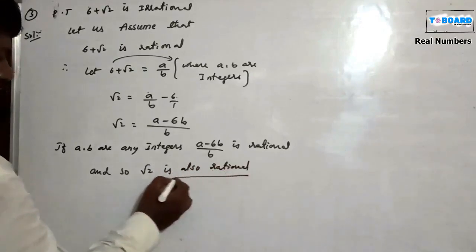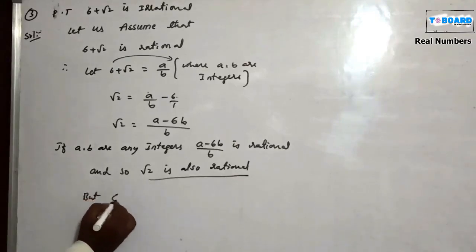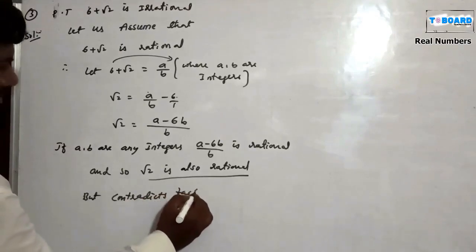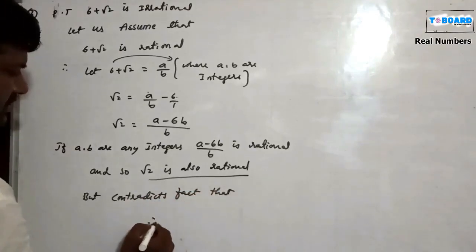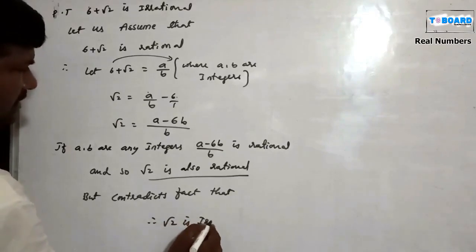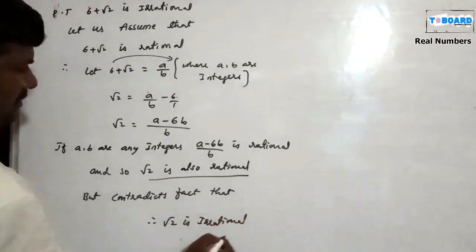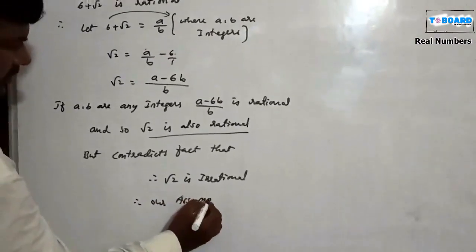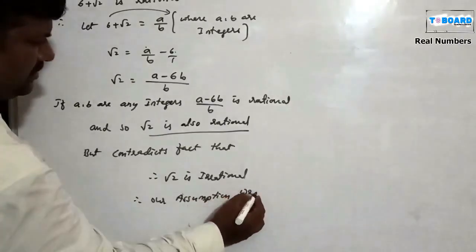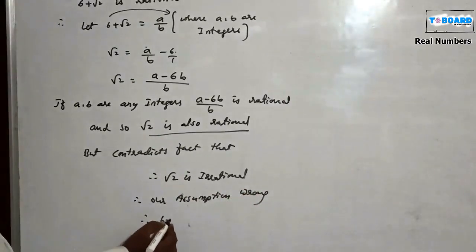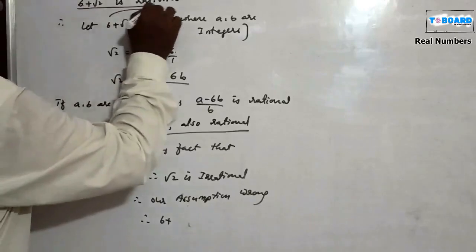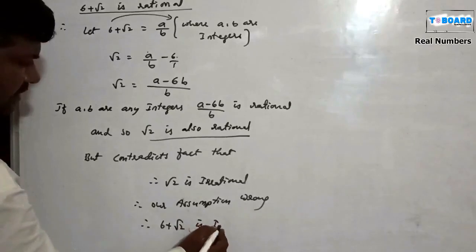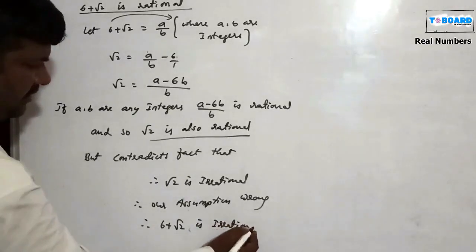but this contradicts the fact that root 2 is irrational. Therefore, our assumption is wrong. What is our assumption? 6 plus root 2 is rational is our assumption. Therefore, 6 plus root 2 is irrational, not rational. That means irrational.